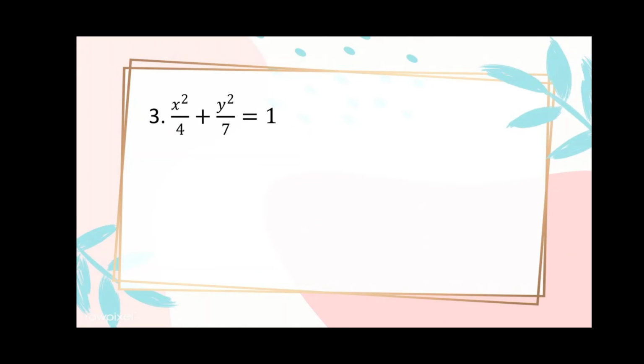Next is number 3. We have x squared over 4 plus y squared over 7 is equal to 1. Once again, what is the LCD of 4 and 7? Okay, that is 28. This is just a reminder that not all the time, when you multiply the denominators, the result will be the LCD. Remember, not all the time.